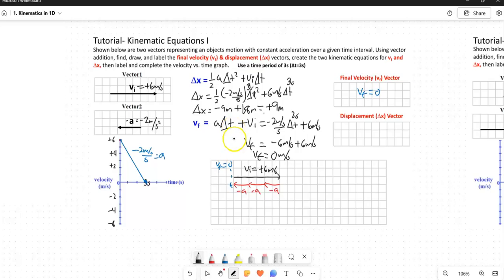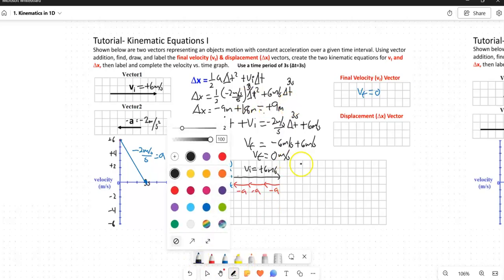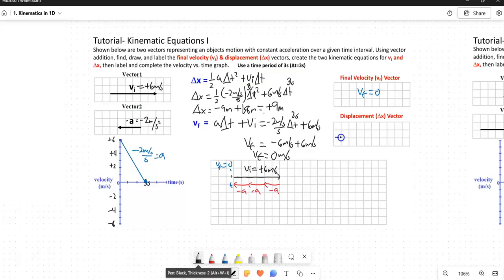Okay. Another way of looking at that, so the overall displacement vector is going to be 9. So this is going to be 1, 2, 3, 4, 5, 6, 7, 8, 9. So our displacement vector is going to be equal to positive 9. Another way to do that, so you could do the displacement equation not using equations but using vectors.